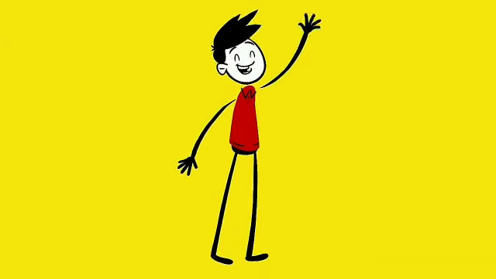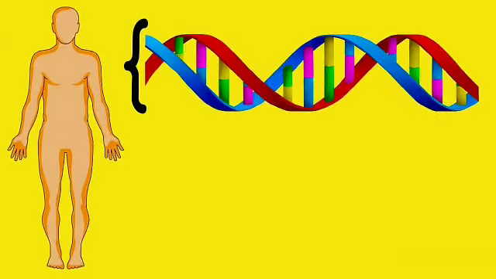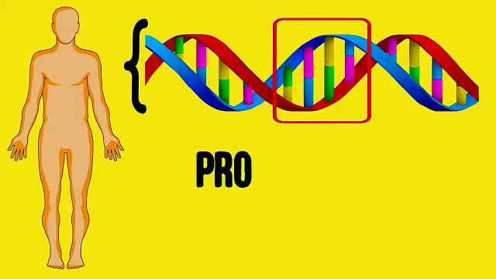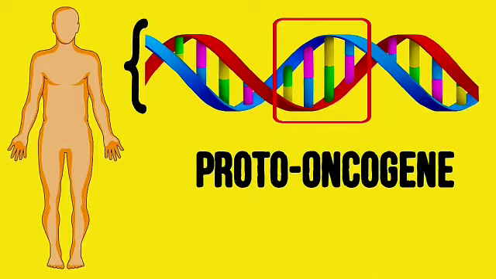So here we have John. He's an ordinary guy. And just like every other cell in his body, this cell has DNA. There's a particular nucleotide sequence called proto-oncogene, which codes for proteins that promote cell growth and division.